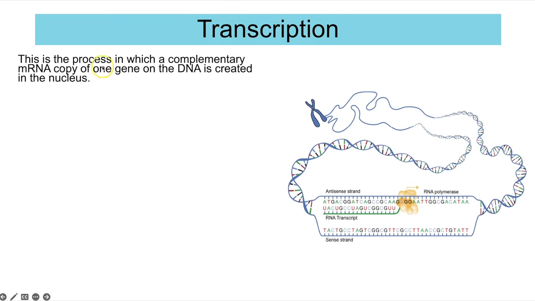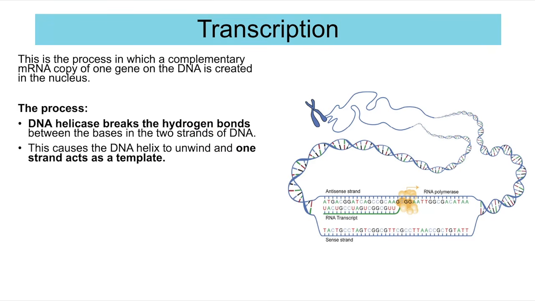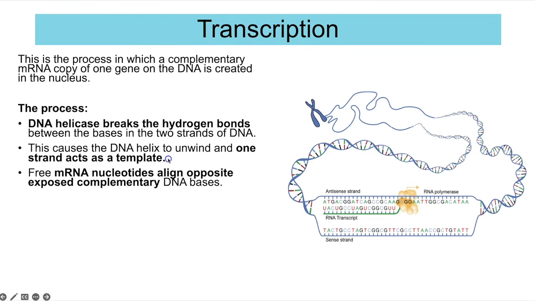Transcription is the first step, and this is the process that's happening within the nucleus, where we get an mRNA copy of one gene on the DNA being created. So the steps are very, very similar to DNA replication. First of all, DNA helicase breaks the hydrogen bonds between the bases in the 2 DNA strands to unwind that double helix and to separate the 2 strands. Here's the first difference though. Only one of those strands will act as a template, whereas in DNA replication, both of those strands of DNA will act as a template.